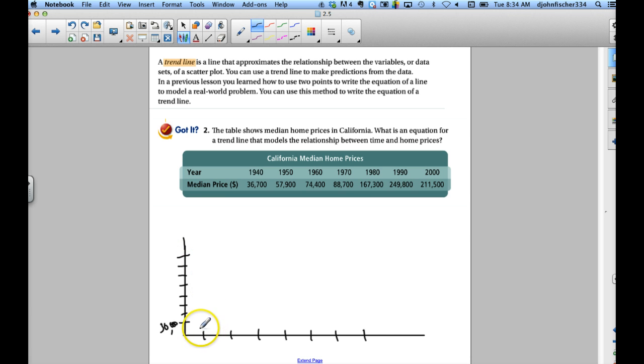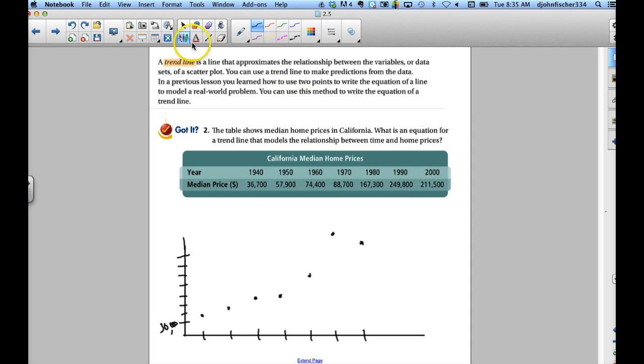So my first one is 1940, 36.7, which should be a point right about there. Next one would be 1950, 57, a little bit higher. Might be off a little bit. 74 would be right about there. Might be a little high on these. 88. Then it jumps at 1980. It jumps up to 160, 30, 60, 90, 120, 150. Then up to 249, which is way above here. Then it goes to 211, right about there. So there's my scatter plot.